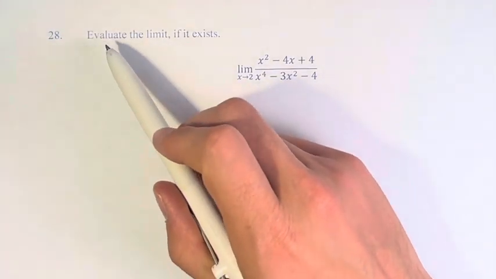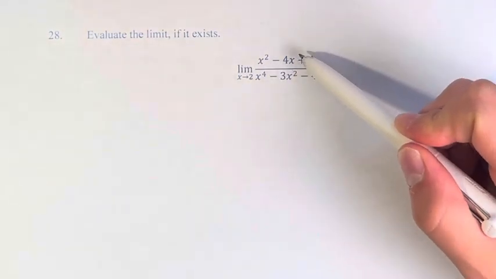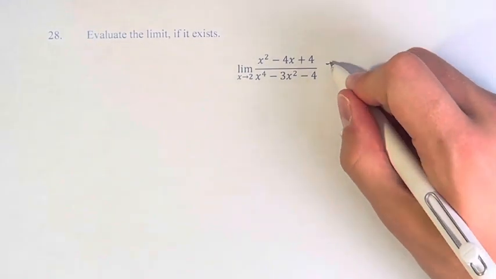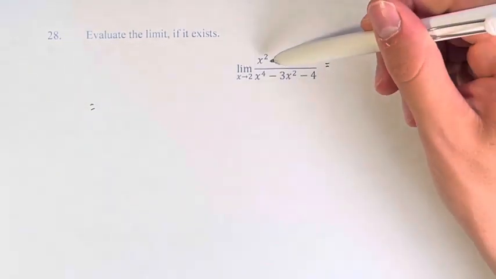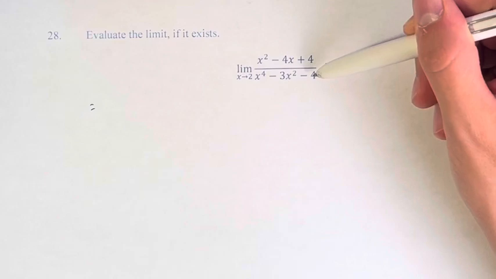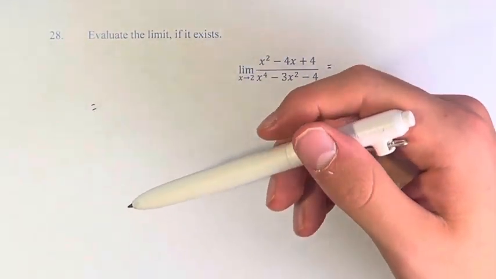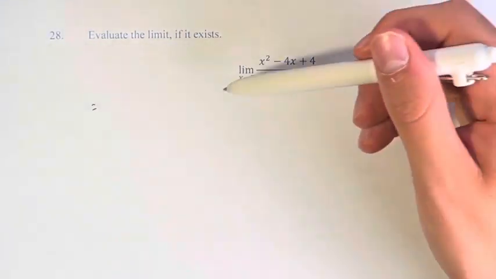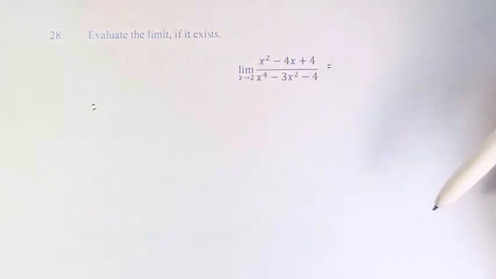In this problem, we're asked to evaluate the limit if it exists, and we have the limit as x approaches 2 of x squared minus 4x plus 4 over x to the fourth minus 3x squared minus 4. So what we have here is two polynomials in a rational function where if we just plug in 2 directly, then we are going to be dividing by 0. So we have to simplify them in a way that will remove some term from the denominator and then allow us to plug in 2 directly.